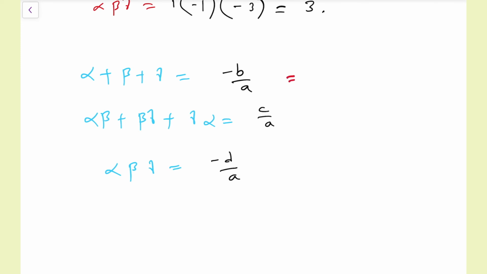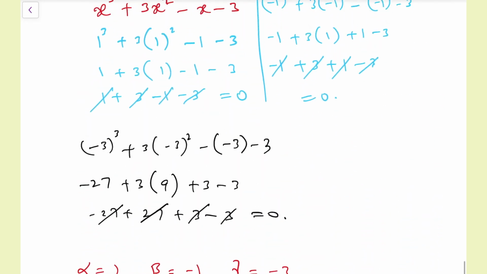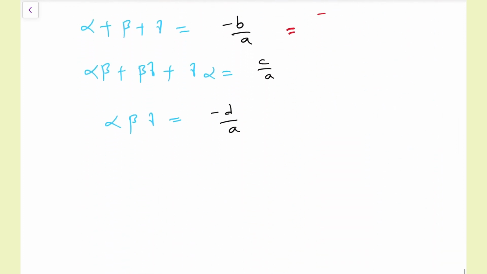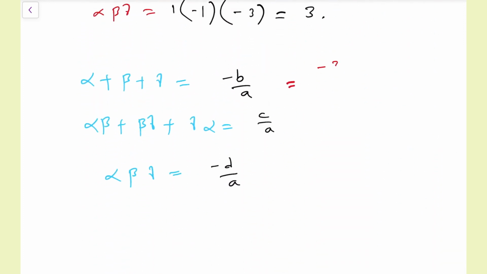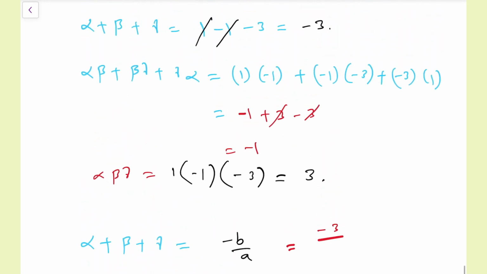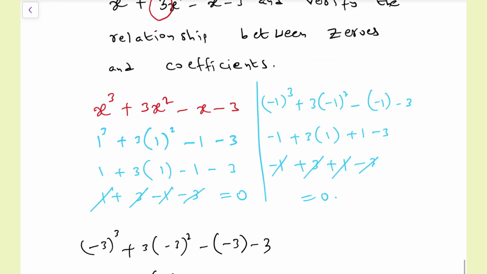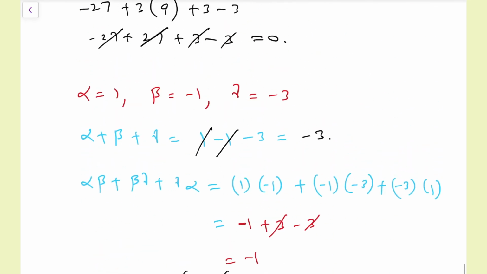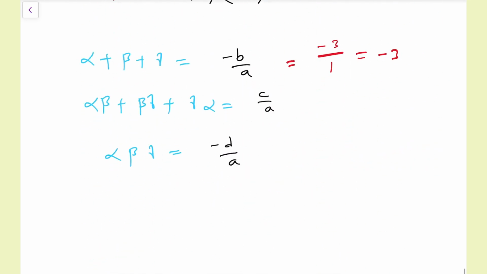So let us substitute now. First, here the minus symbol as it is. What is b then? Here b is nothing but the x square coefficient, that is 3. So write here 3 divided by a, which is nothing but the x cube coefficient. Here before x cube nothing is there, so it means 1. Here 1, minus 3 by 1 is minus 3. So here also we got minus 3 only. Without formula, with formula also we got minus 3 only.